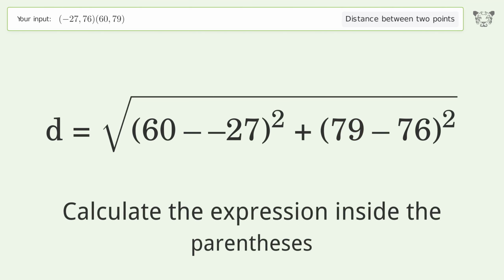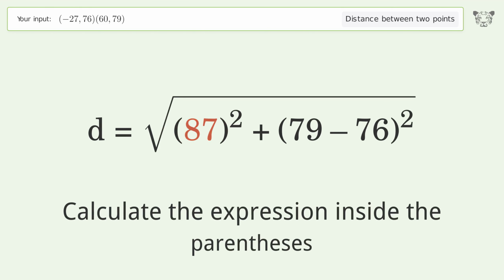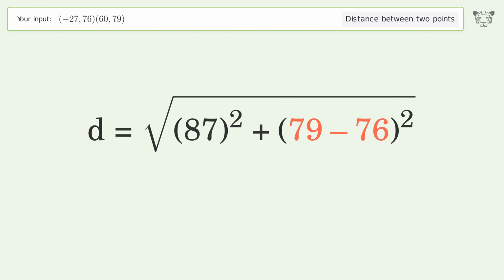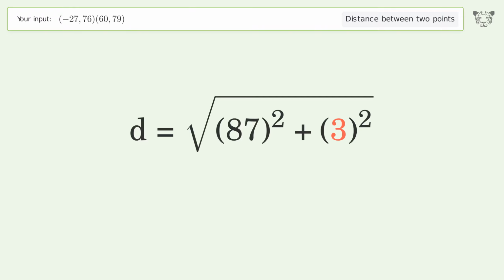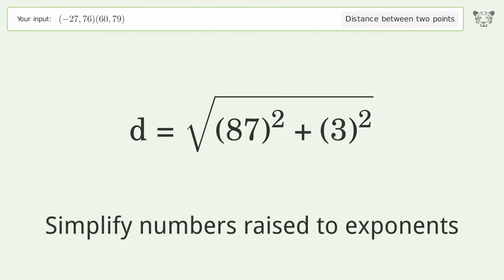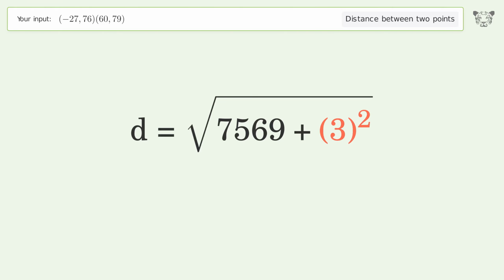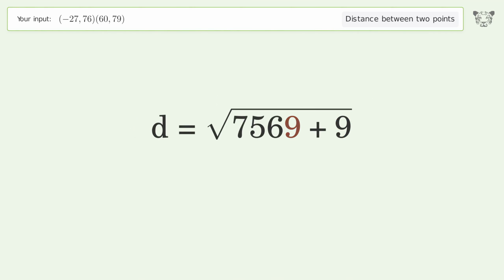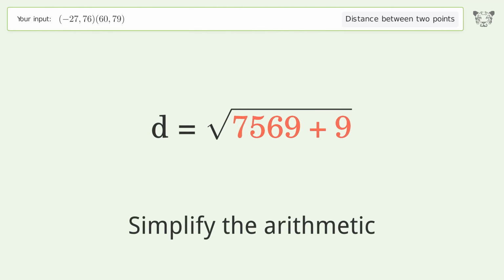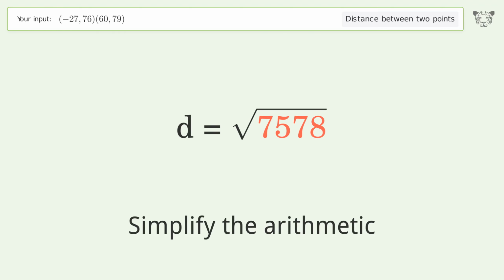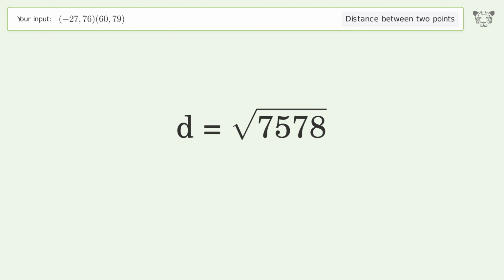Calculate the expression inside the parentheses. Simplify numbers raised to exponents. Simplify the arithmetic. And so the distance between the 2 points is the square root of 7,578, or 87.052.